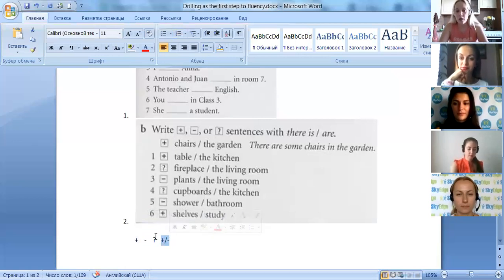And now, look, chairs, the garden. What's on the left? Positive, negative, question. Number one, positive. Please take your paper and write. Then Irina writes, and then I say, please read.